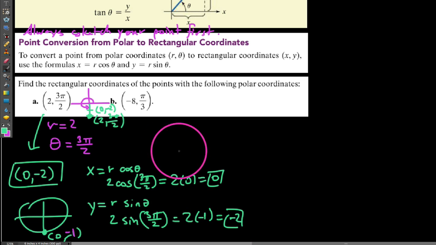What I need everybody to see here is that we did end up with our x and y being 0 and negative 2. We can do this both algebraically and graphically. So our point here in rectangular form is (0, negative 2).